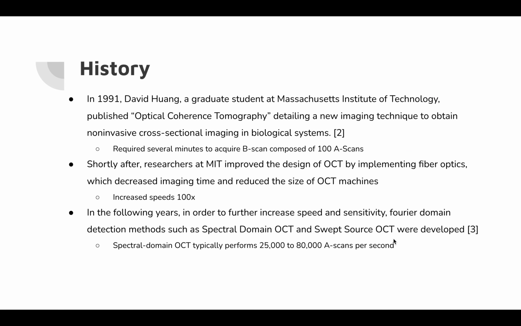Going on to history, OCT is a relatively new imaging technique, first introduced in 1991 by David Huang at MIT. Huang's machine took several minutes to form a two-dimensional B-scan image, which was composed of 100 one-dimensional A scans. Huang's design was improved in the following years, including the use of fiber optics, which increased speeds by 100 times, allowing for decreased imaging time, as well as reduction in the size of OCT machines. Since then, second-generation OCT has been further developed to increase speed and sensitivity through frequency domain detection methods such as swept source OCT and spectral domain OCT, which typically perform about 25,000 to 80,000 A scans per second.